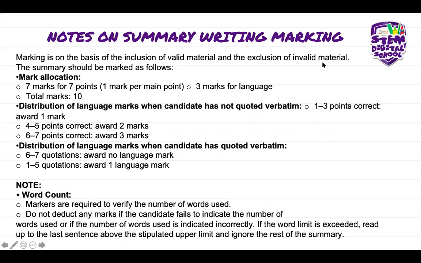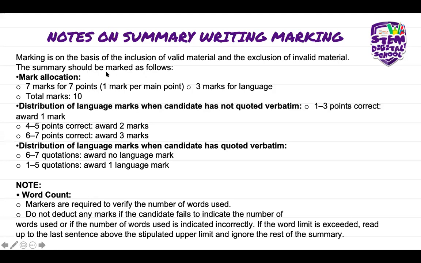Can you see that? Note on summary writing marking. Marking is on the basis of the inclusion of the material and the exclusion of invalid material. So you include valid material and you exclude invalid material. The summary should be marked as follows.